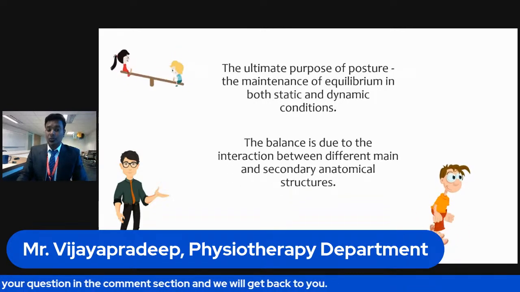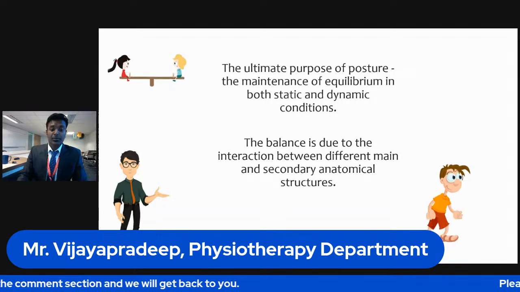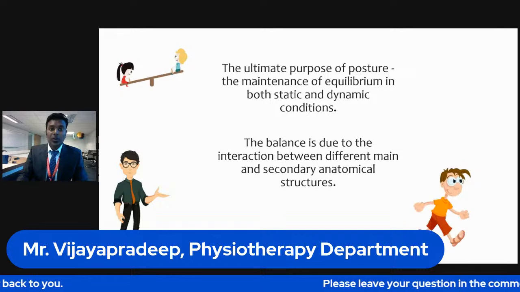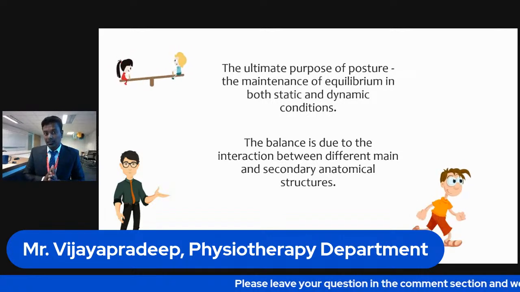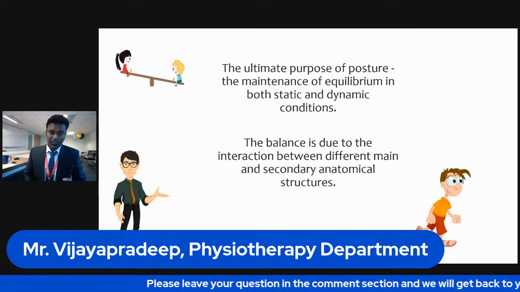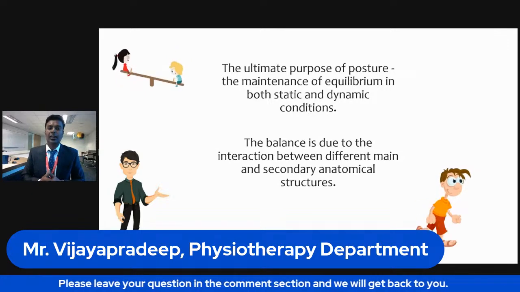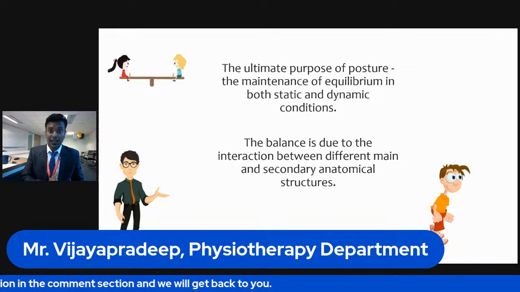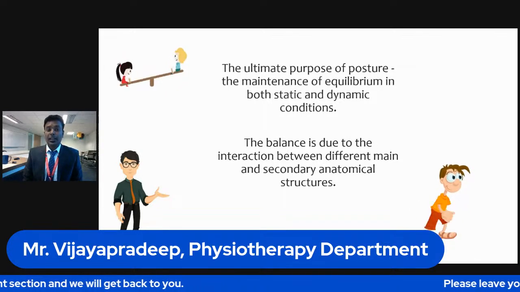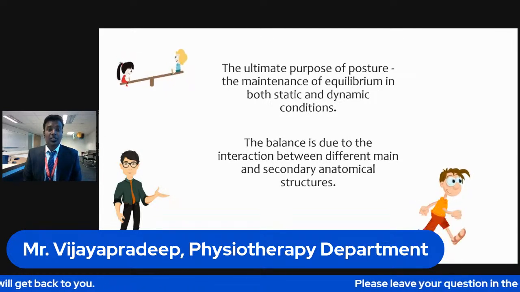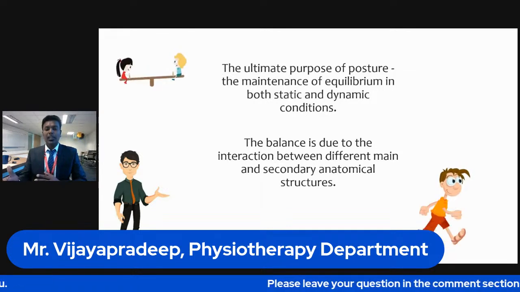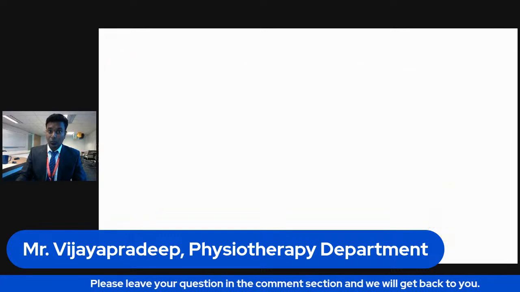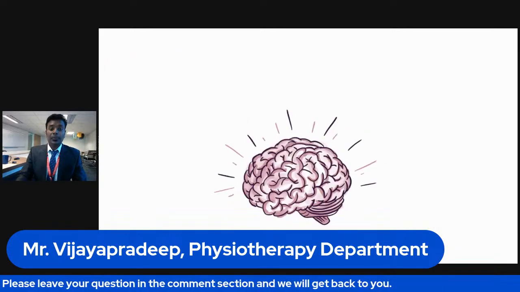The balance is due to the interaction between different main and secondary anatomic structures. All of the structures we discussed, like the musculoskeletal structures and the efferent and afferent pathways that we discussed in the earlier slides, all of these will have interaction between some anatomic structures. So there are some main structures and secondary structures. We will discuss what all those structures are.